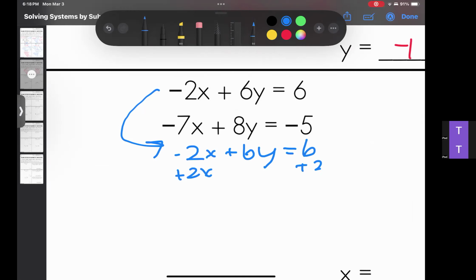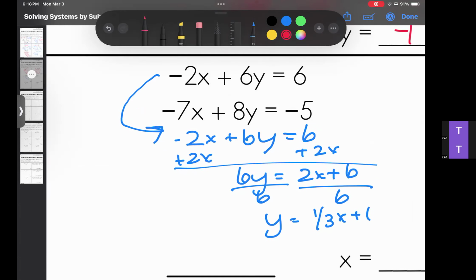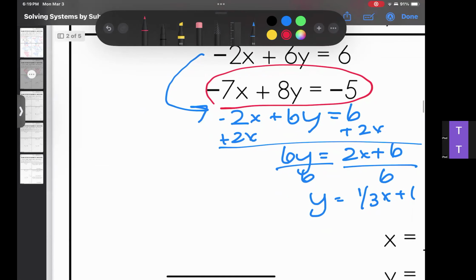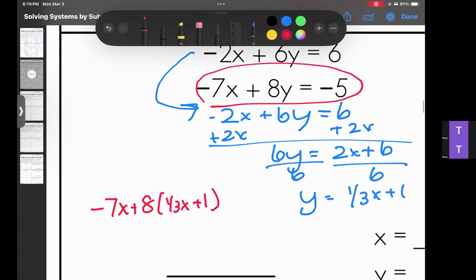Add 2x to both sides. 6y is equal to 2x plus 6, divided by 6, divided by 6. Y is equal to 1/3 x plus 1. Okay, not as terrible. So we're going to take this and put it in. So negative 7x plus 8 times the quantity 1/3 x plus 1. We're going to do negative 7x, and let's do 8 times 1/3, which should be 8 over 3 x plus 1.